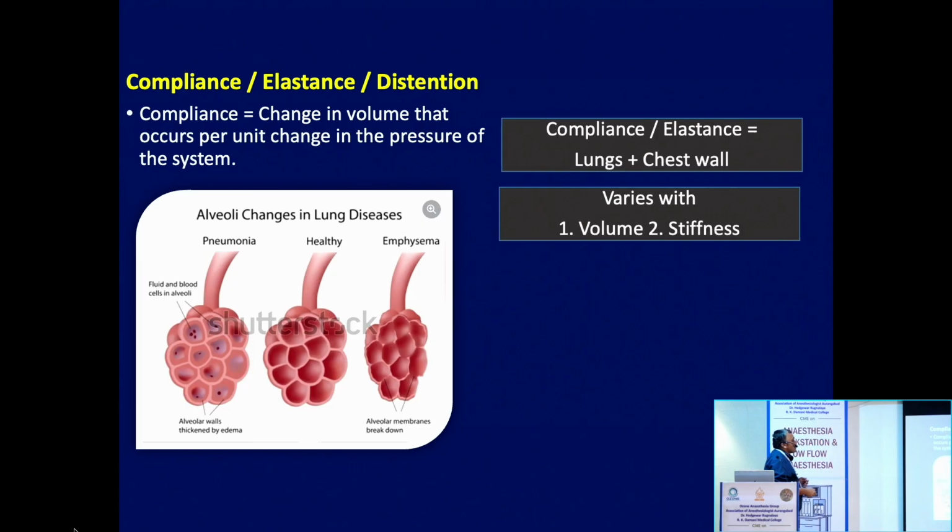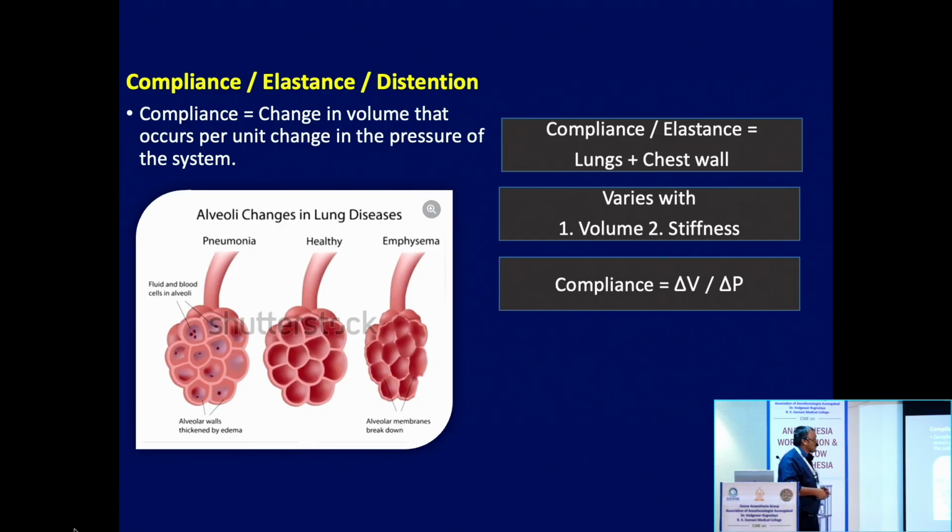So compliance and elastance come from the lungs and chest wall. Again, it is important for us to understand the chest wall. Your patient is a burns patient, isn't he? Your patient has ARDS and has been given a lot of fluid. Actually, the chest wall compliance becomes very important. So volume and stiffness become very important.